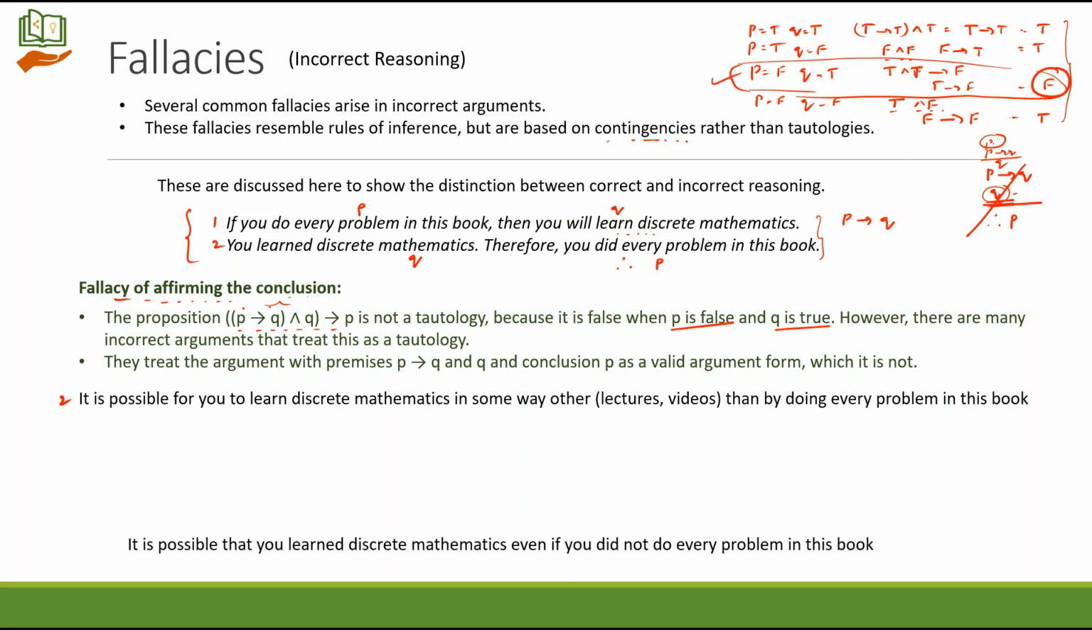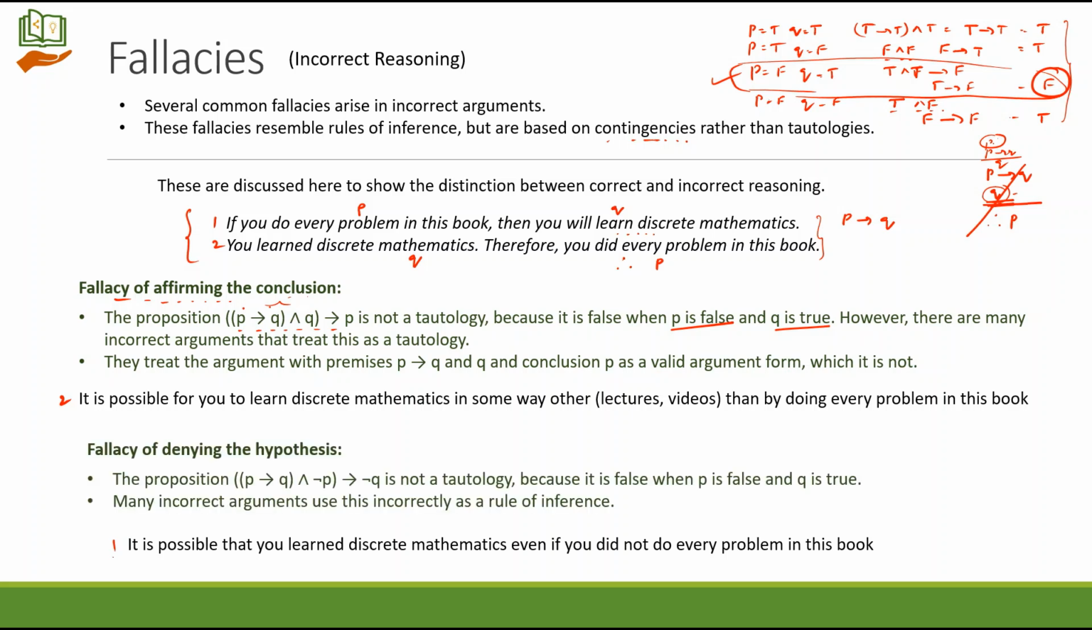It is possible that you learned discrete mathematics even if you do not do every problem in this book. They say only when you do every problem in this book you can learn maths. But here it is possible even if you don't do every problem in the book, you can still learn discrete maths. So this is actually contradicting statement 1. From this, we are picking up another fallacy that is called denying the hypothesis.